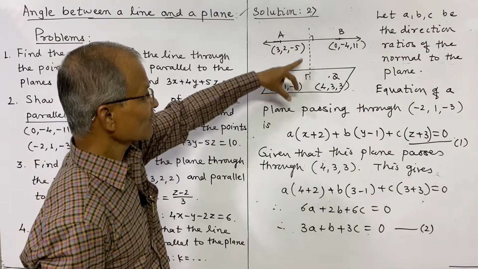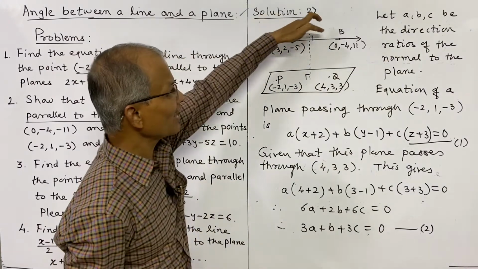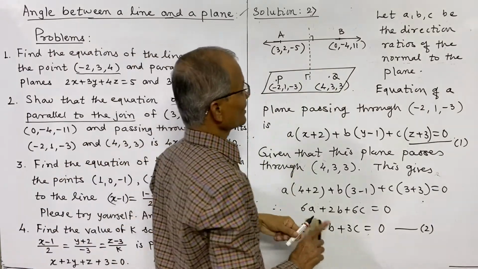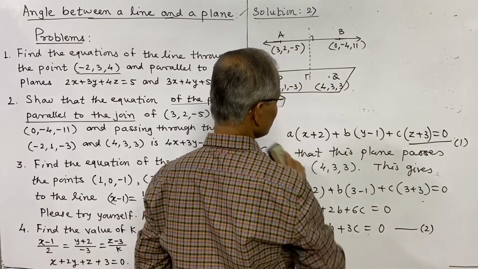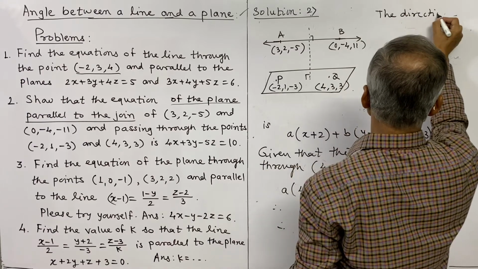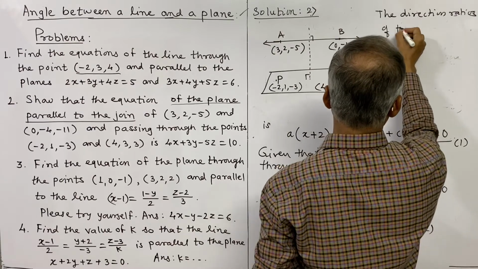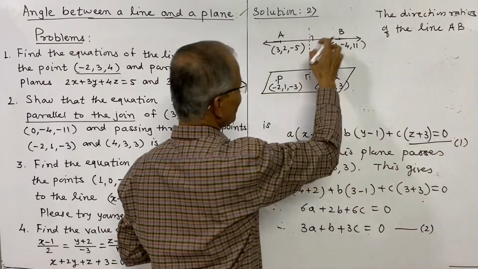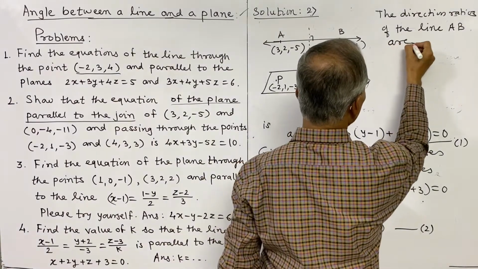We use this fact. Now see, the DRs of the normal are a, b, c. And what are the DRs of line AB? The DRs of the line AB can be obtained from these two points. So next, the direction ratios of the line, or we have named these points, so we may write directly as line AB. We are referring to the figure.